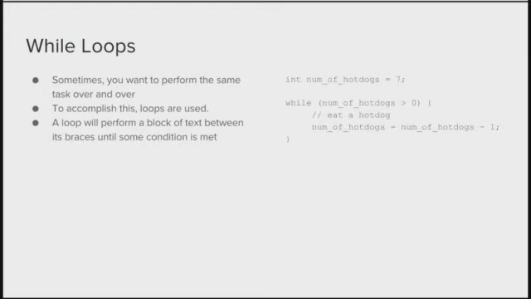Now, what a loop will do is it'll perform a body, a block of code between its braces, until some condition is met. In this case, we're going to eat 7 entire hot dogs. As you can see here, I must have been hungry when I was writing this. We've got an integer up here that says num of hot dogs is 7.